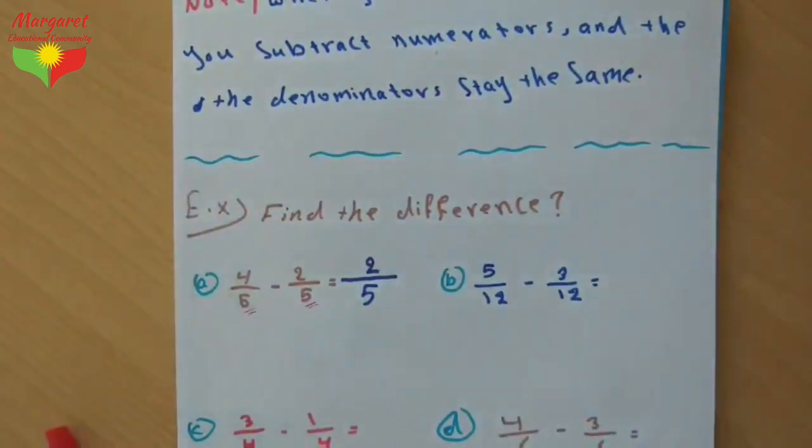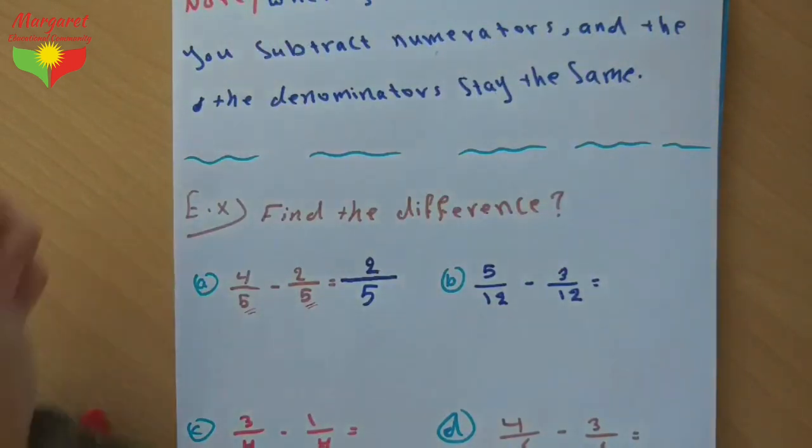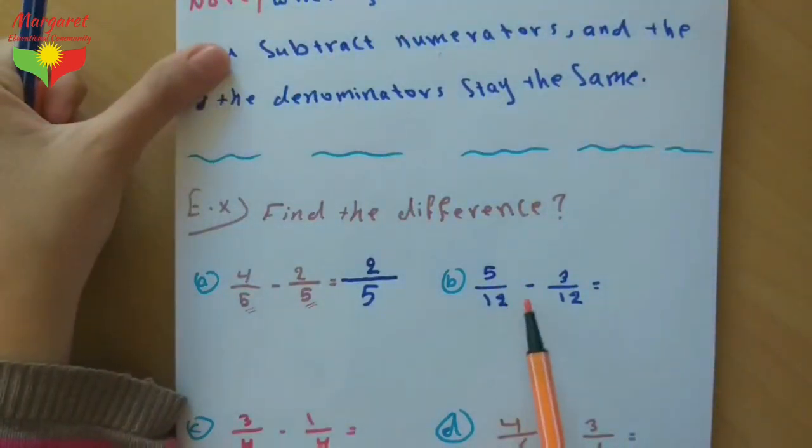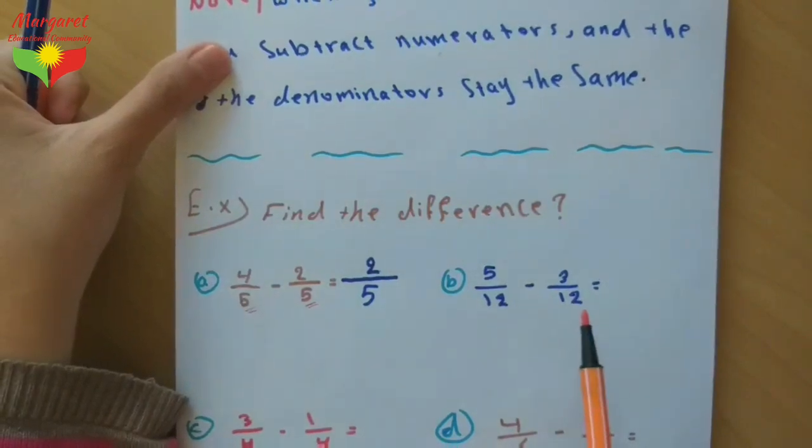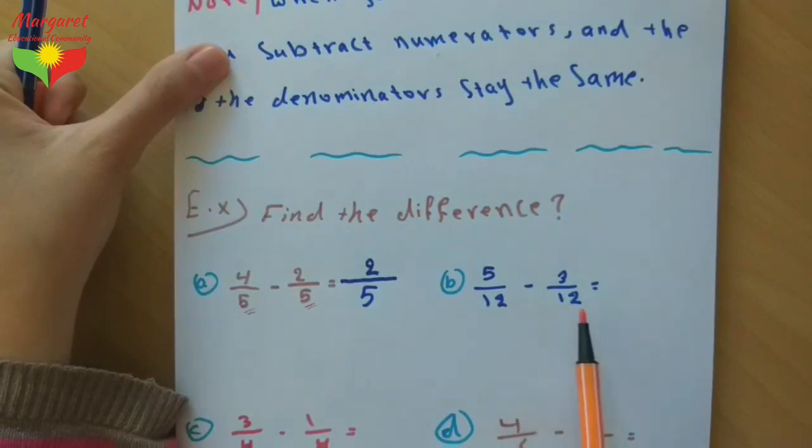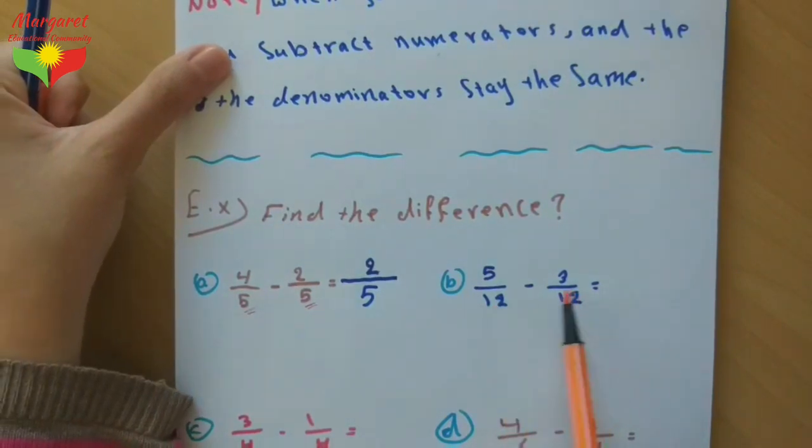From part B, 5 over 12 minus 3 over 12. The two fractions are like fractions. Why? Because they have the same denominator, number 12.